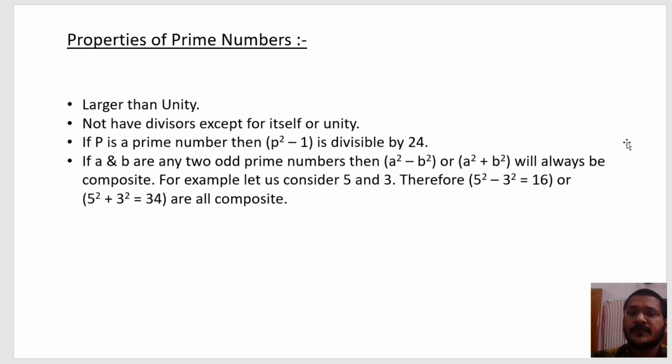Sometimes short questions are asked about whether it is divisible or not, or sometimes the implication of this concept is given within the problems in CAT or other parallel MBA entrance exams. Now, if a and b are any two odd prime numbers, then a square minus b square or a square plus b square will always be composite. This is also another good concept to apply in other problems.